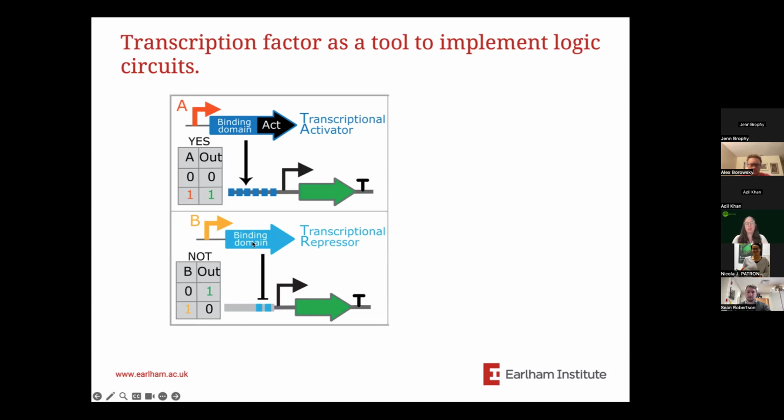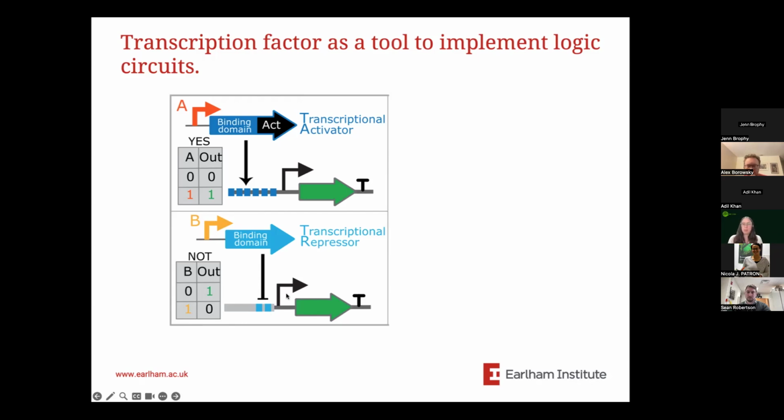And this could be done only by the fact that you bind to the promoter, so it will stop the expression, or you could also have the binding domain fused to some repressor domain that could be TBL or ERF4 or some other ones. So here, when you have the presence of the input, you will not have expression anymore.